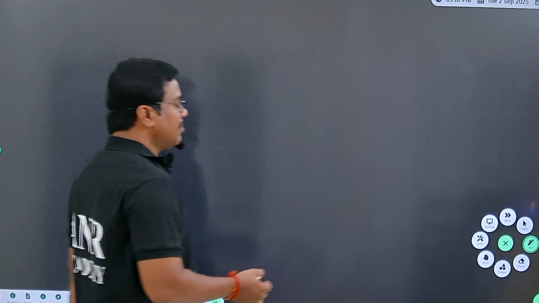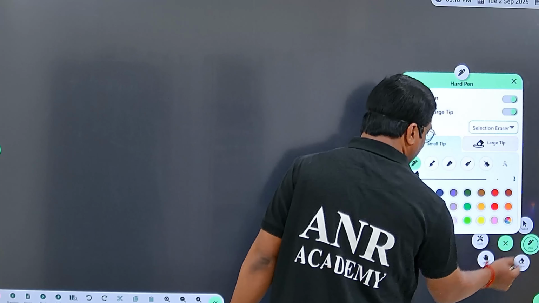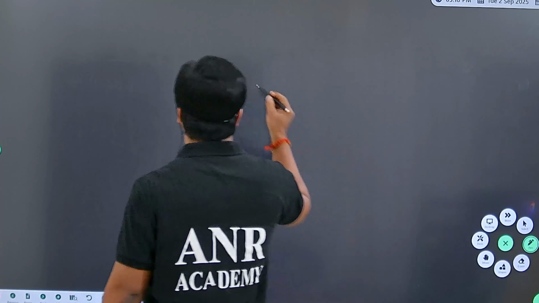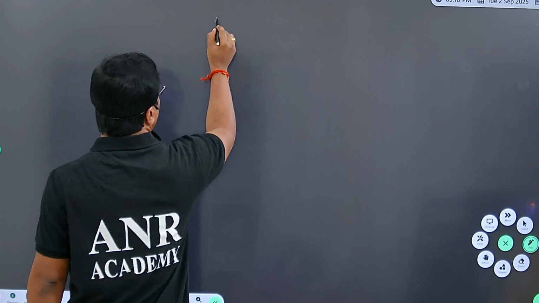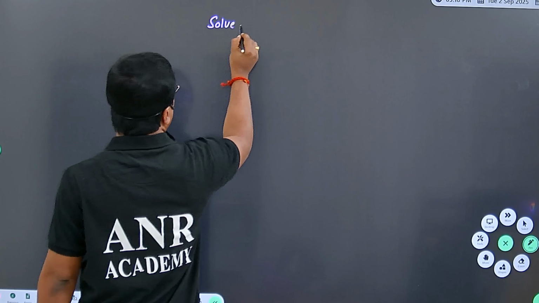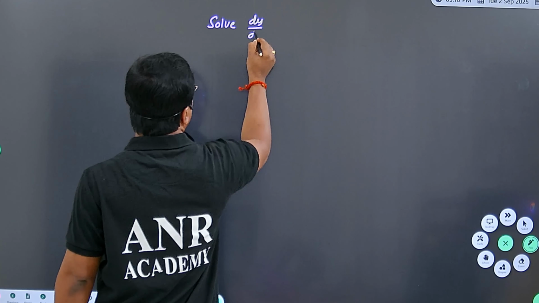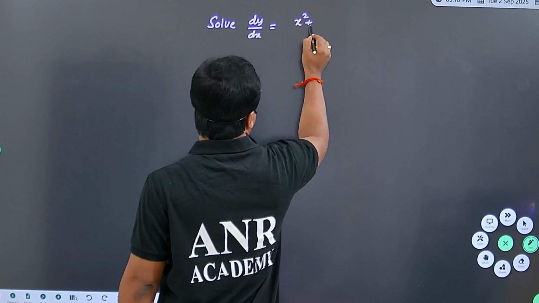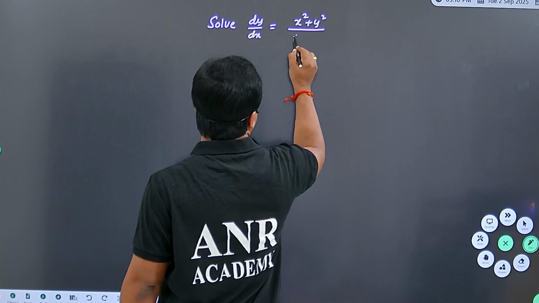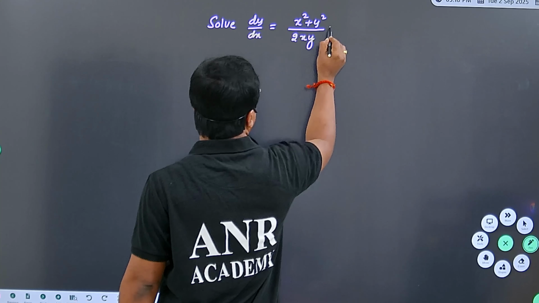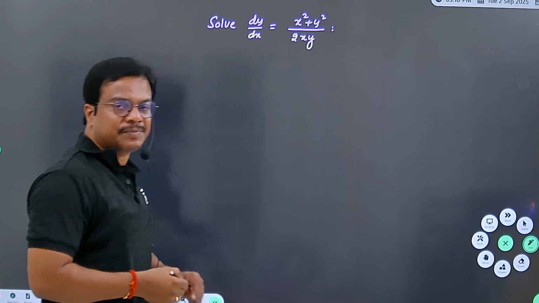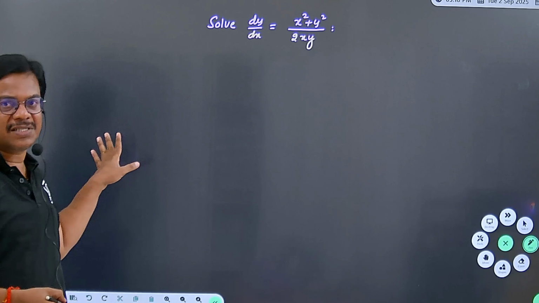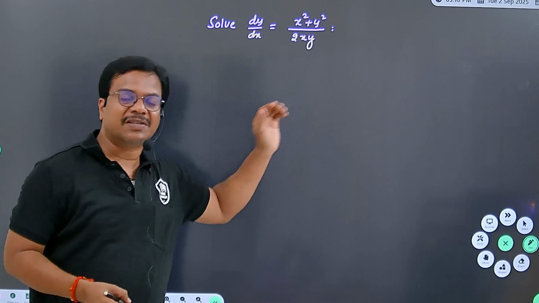For example, if you have the question: solve dy by dx equal to x square plus y square whole divided by 2 times xy. Suppose this is the question. I will explain the solution by the ordinary method first and then we go for Srinivas Reddy sir's method.